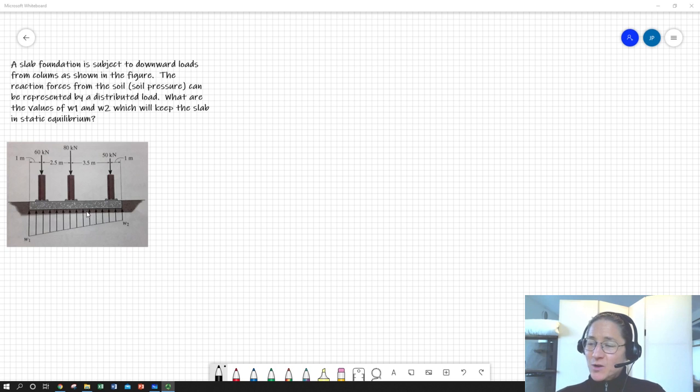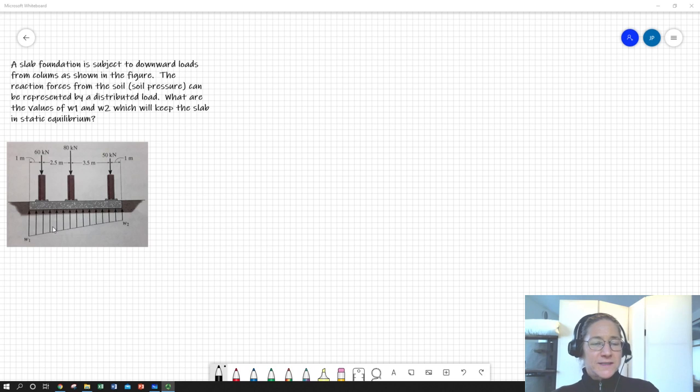From our standpoint, it's interesting because in this case, rather than simply analyzing a known distributed load, we're going to find a distributed load from something that's maybe a little easier to calculate in terms of point loads. So it's a reverse of what's typically done in these types of problems.